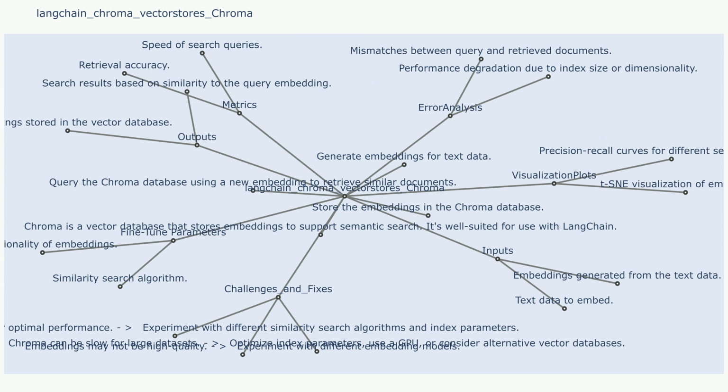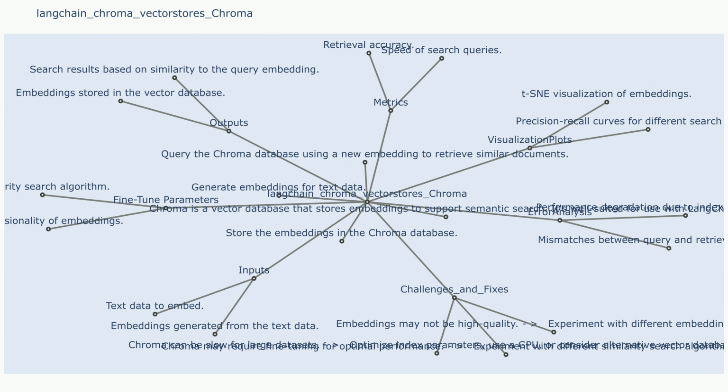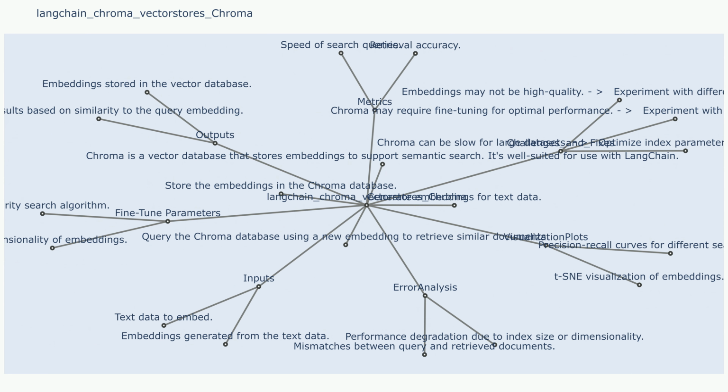Outputs: search results. When you query Chroma with a text prompt, it generates an embedding for the prompt. Then, it finds the documents in the database whose embeddings are most similar to the prompt's embedding. This allows you to retrieve documents relevant to the query, even if the query doesn't exactly match the text of any document. Similarity scores: Chroma provides similarity scores for each retrieved document, indicating how similar the document's embedding is to the query embedding.